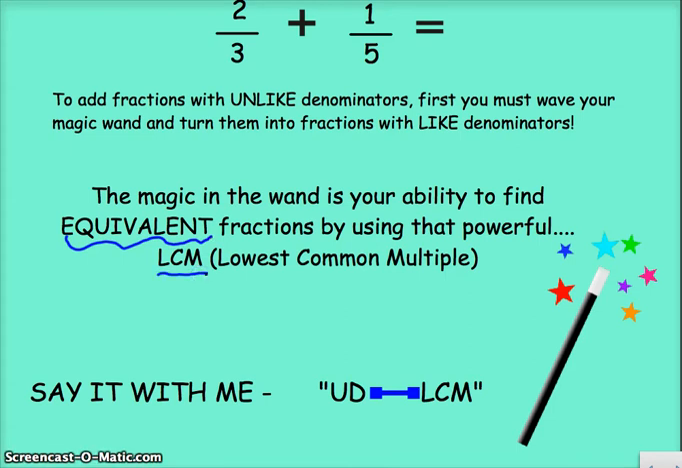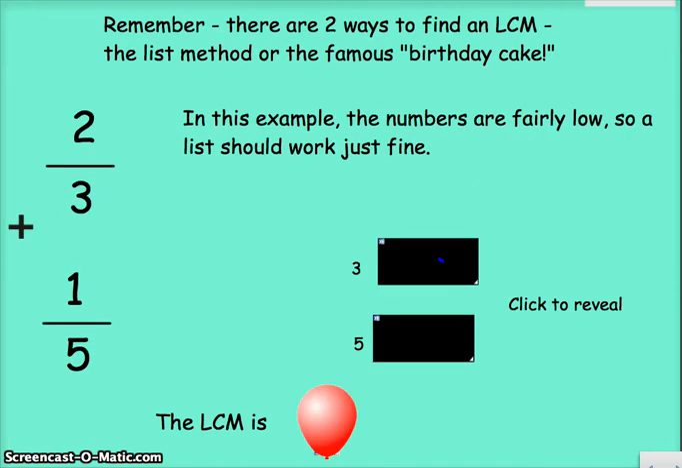Say it with me. Remember the chant, UDLCM. Unlike denominators, you need the lowest common multiple. So, if you remember from previous lessons, there's two ways to find an LCM. The list method, or the famous birthday cake.